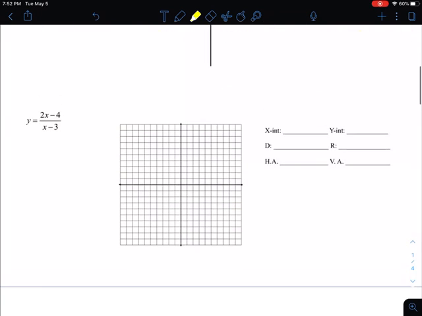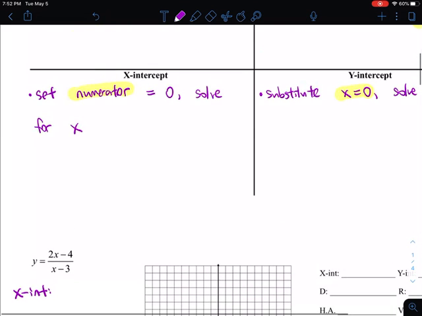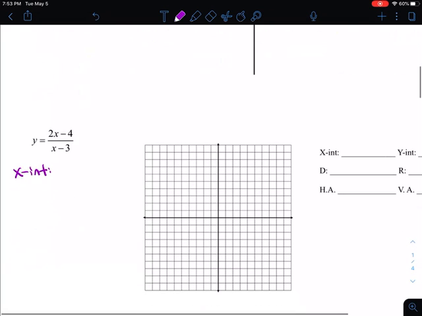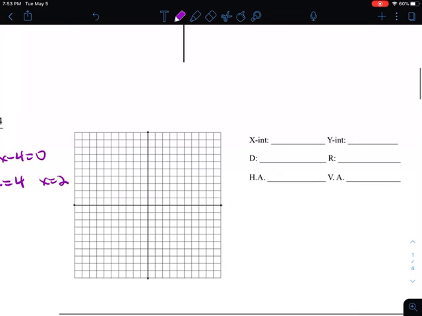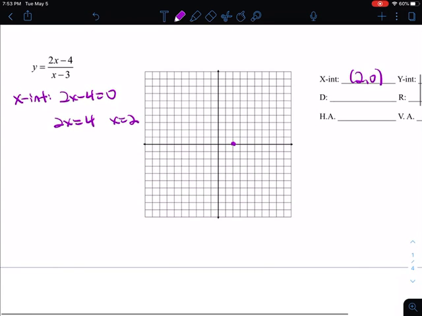Okay, so we'll first start with a warm-up. This is something similar to what we saw last time. Whenever we're graphing these, the first thing we should do is always find the key features. So I'll start with the x-intercept. That's the numerator set equal to 0, and we saw why we do that last time. So the numerator is 2x minus 4, make it equal to 0, and then solve for x. Add 4 to both sides, divide by 2, we get (2, 0). Make sure you write that as a point.